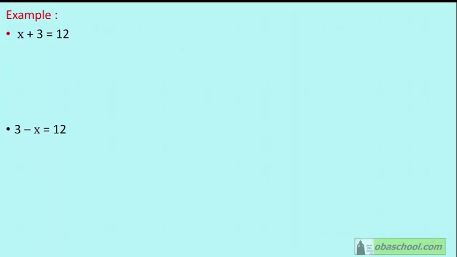The first example, x plus 3 equals 12. In order to deduce the unknown value of x, we need to rearrange the equation so that x is all by itself on one side of the equal sign. In this example, the x is not by itself, so we have to move the plus 3 to the other side. So we have to subtract 3 from both sides.